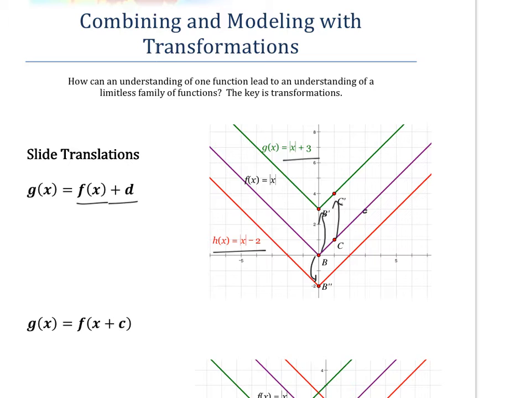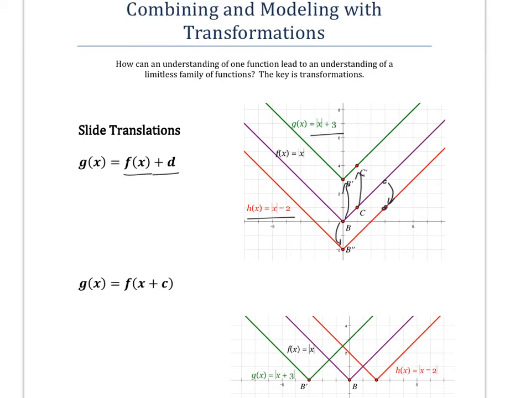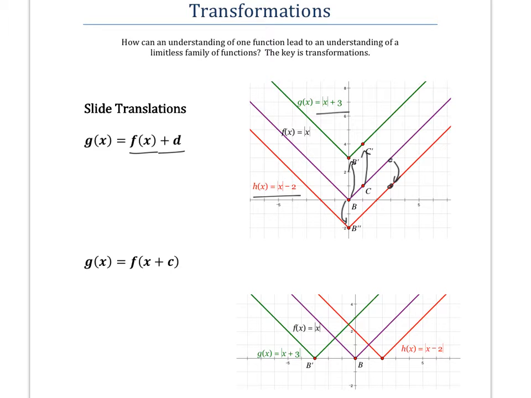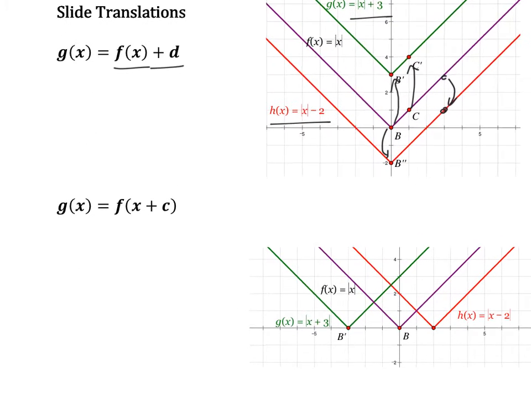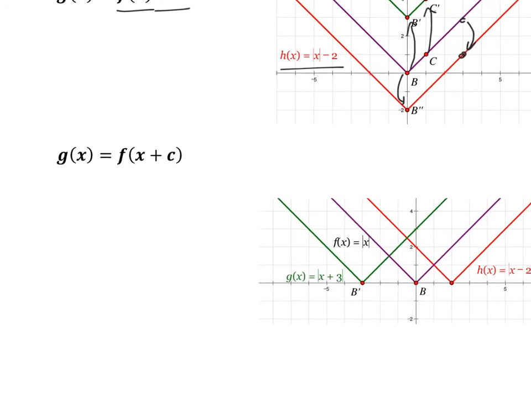All of these points, this point right here goes down 2, to this point. So the heights are all dropped by 2. And this works for any type of function, not just absolute value. We're just using absolute value as an example right now.